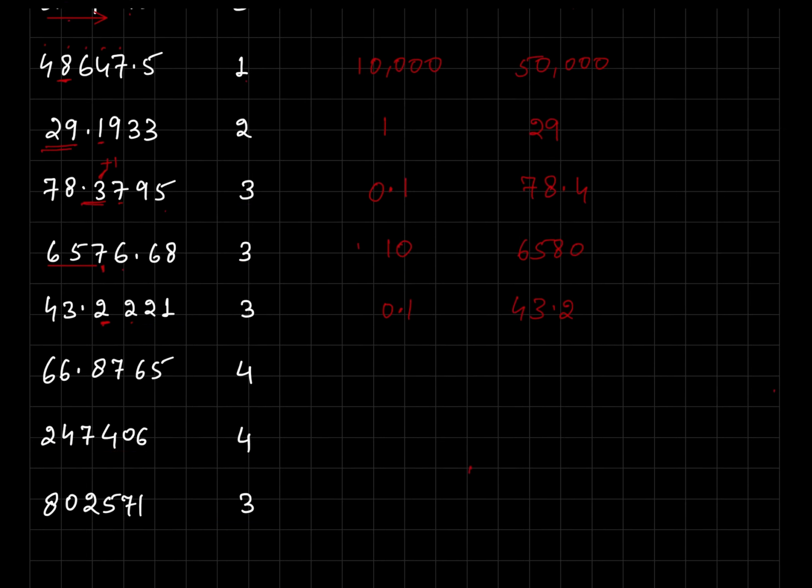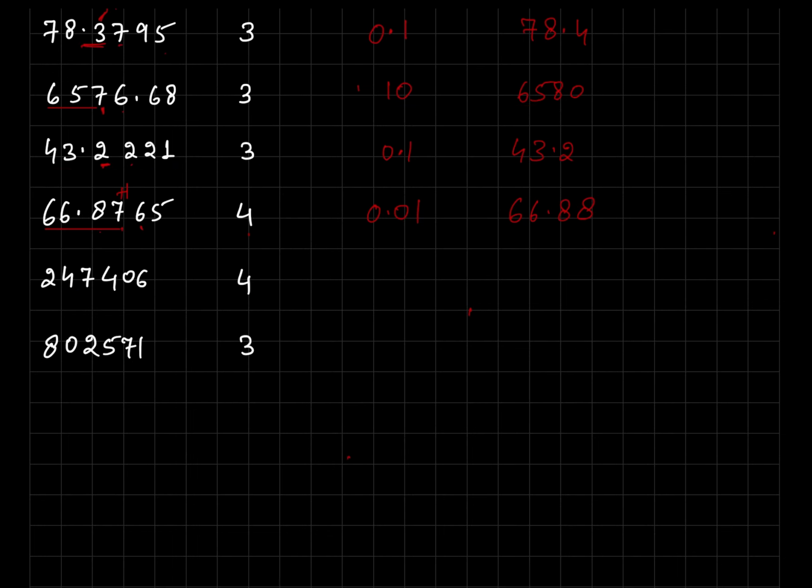Then the next is 66.8765. We have to write it correct up to 4 significant figures. Now we can do it a little faster. After 7 we have 6 here, so correct up to 0.01, because 2 decimal figures. So I will write it as 66.88, because after 7 it is 6, so 7 would be increased by 1.